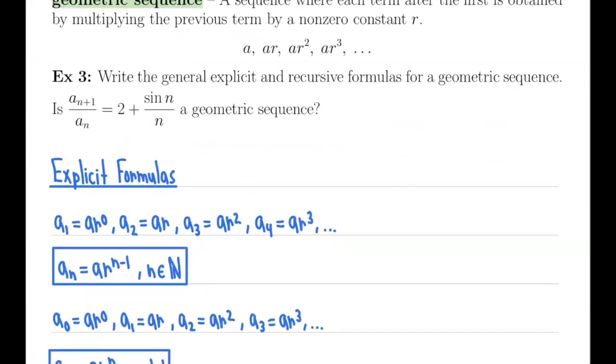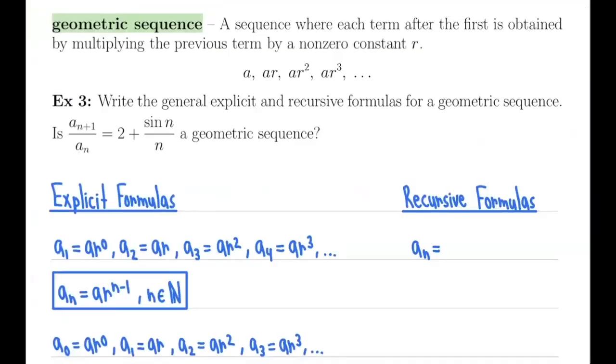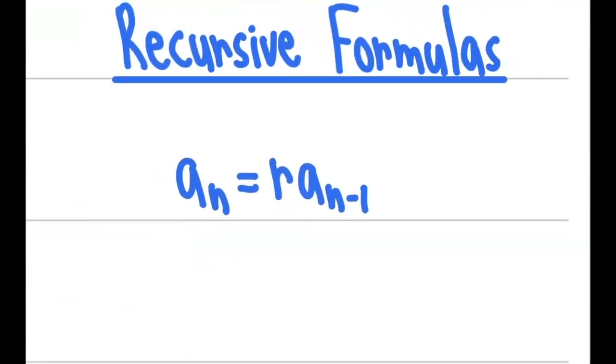Okay, the problem also asks for recursive formulas. Now we want to write a sub n as a function of the previous terms. So notice how a sub n in general is r times the previous term, right? So the previous term, the term right before a sub n, is a sub n minus 1. So a sub n is just r times a sub n minus 1. And that's it. That's the recursive formula.